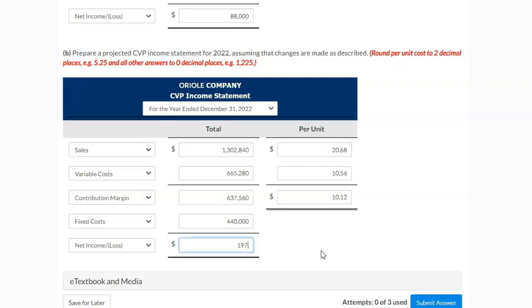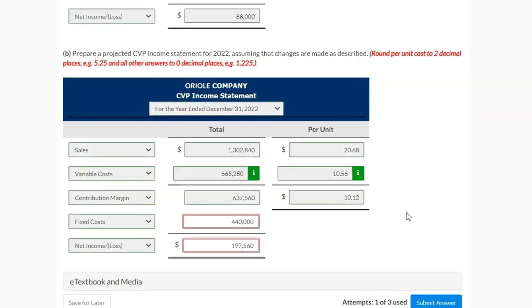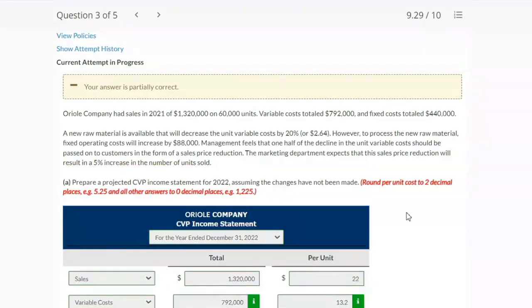Now, assuming those numbers are right, would I go for this? Yes. Why? Net income increased from 88,000 to 197,000. Okay, see if it's correct. Are your numbers correct? But it says that the fixed cost increased. Oh, it did. It says the fixed cost increased, did it? Yeah, by 88,000.